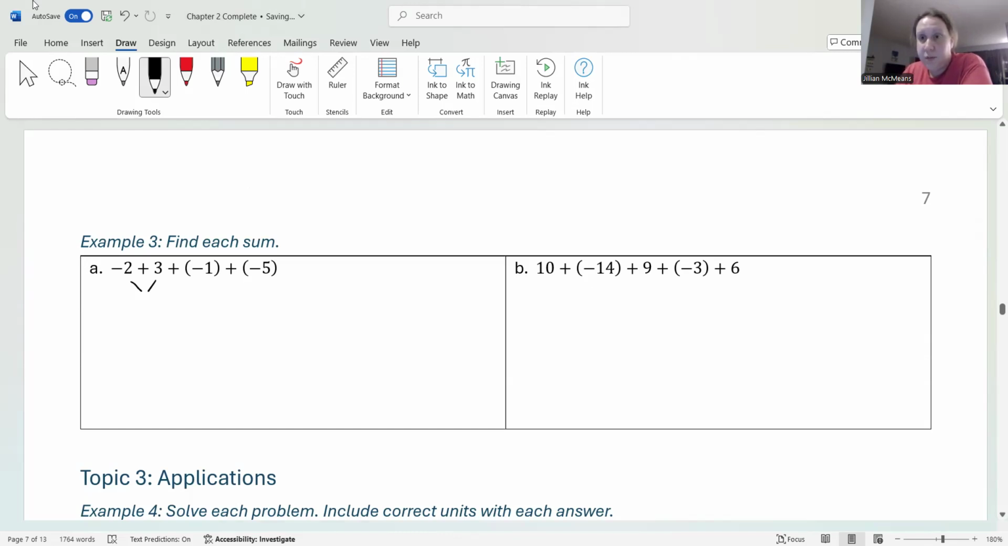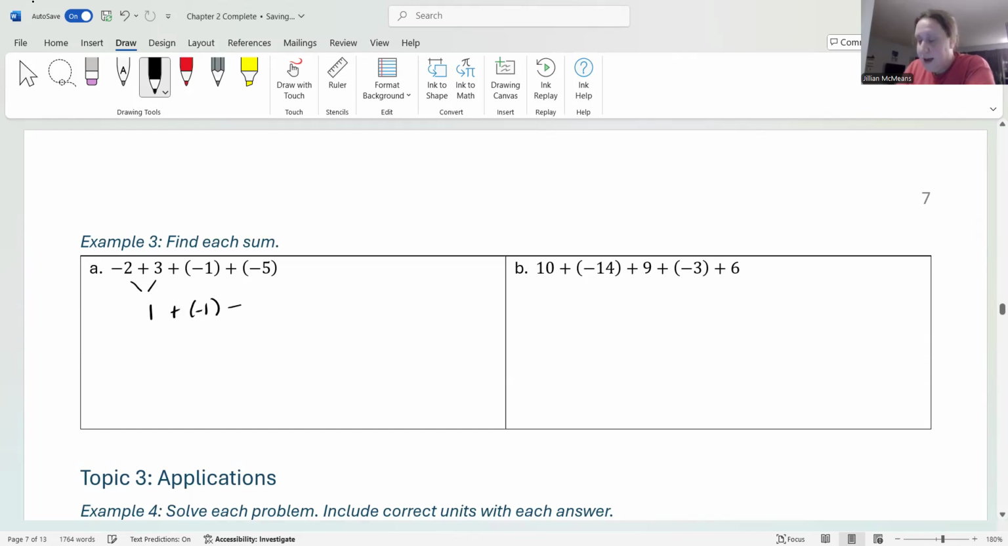Well, with -2 plus 3, I'm adding two numbers with a different sign. So I would subtract. 3 minus 2 is 1, but then we have to ask ourselves, is it positive or is it negative? I only have two negatives, but I have three positives. So I have more positive than negative. So this is going to be +1.